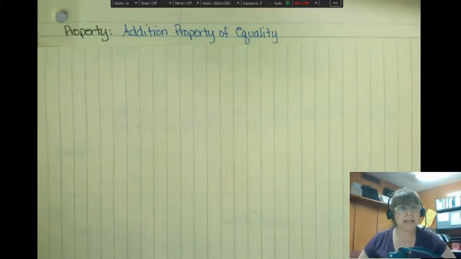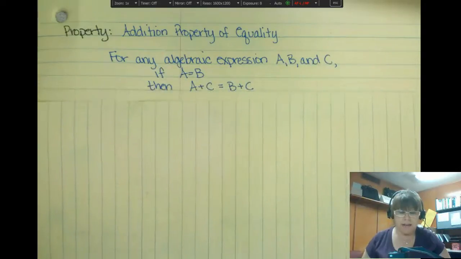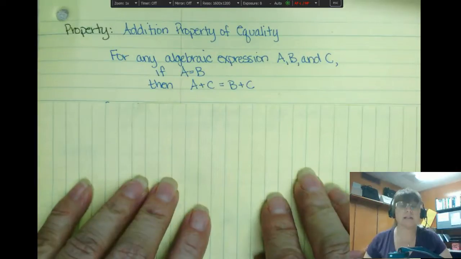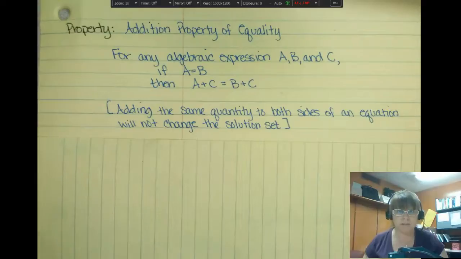Now where this comes in handy is our addition property of equality. For an algebraic equation for a, b, and c, if a equals b, then a plus c equals b plus c. Adding the same quantity to both sides of an equation will not change the solution set. It may change the look of the actual expression, but it does not change the solution set.